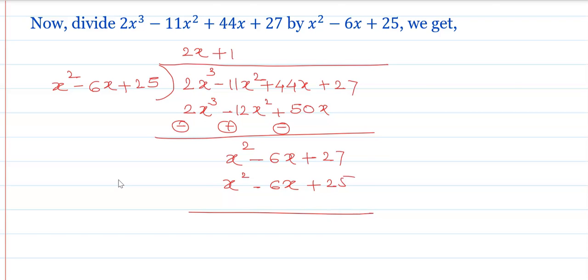Now subtraction. Minus, plus, and again minus. Okay. x square minus x square get cancelled. With 0 plus 0. 27 minus 25. And here you will get plus 2. Okay, the remainder is 2.